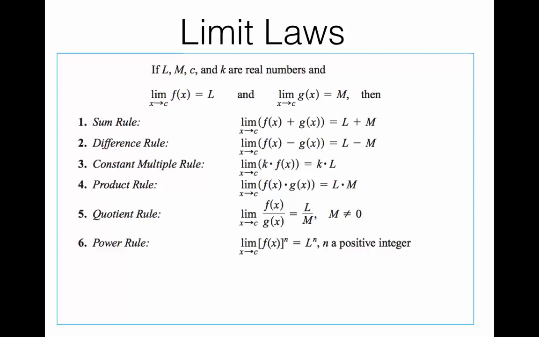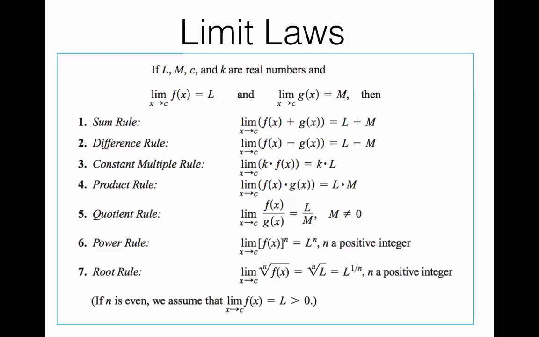The last limit law we're going to look at is called the root rule. If you're taking the nth root of a function f of x, and you want to look at the limit as x approaches c, then you can obtain this limit using this rule, the root rule. You will just get the nth root of L, assuming that n is a positive integer. If we're taking an even root, like a square root or a fourth root, we're assuming that the limit L will be positive. So we're not taking any even roots of negative numbers.